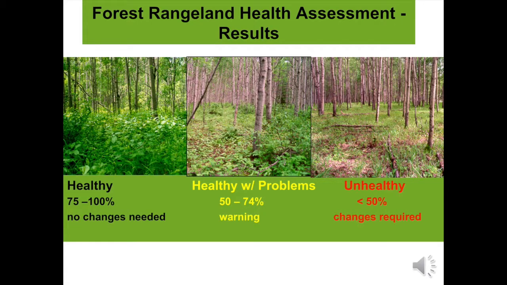And so Donna put these together a few years ago. We roll that up into a health score in three categories: less than 50 unhealthy, 50 to 74 healthy with problems, and 75 to 100 is healthy.